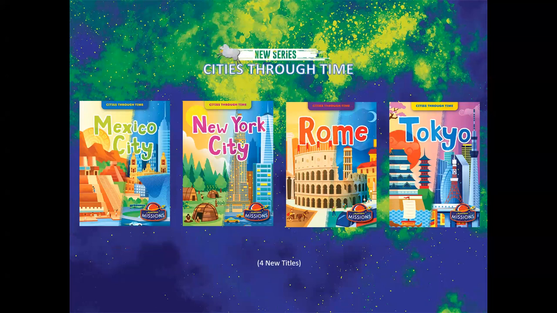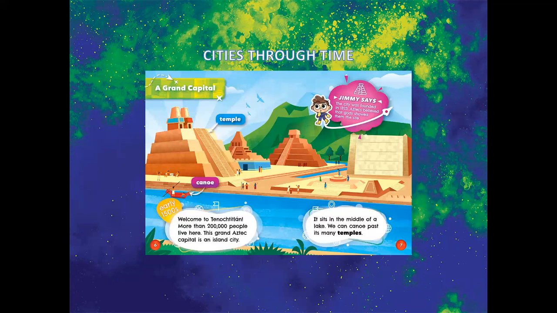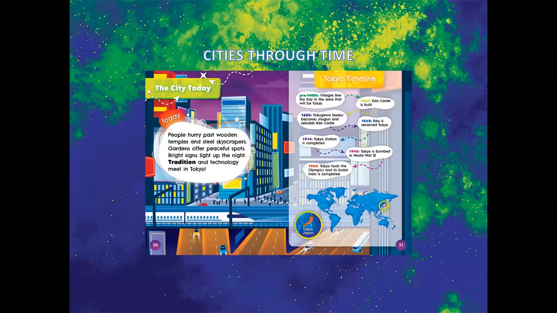So our first series in this imprint that I'm going to talk about is Cities Through Time. This fun series takes readers on a journey through different eras in the history of some of the world's biggest cities. Narrative text shares historical facts, while colorful illustrations show off buildings and people from the time period. So we have Mexico City, New York City, Rome, and Tokyo. Next slide. So I'm just going to show some spreads after I show each new set of titles, just so you can get a look at what the interiors look like. Next slide. So this one's Tokyo. Next slide.